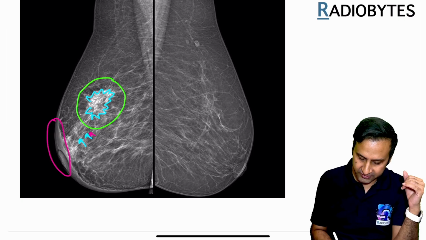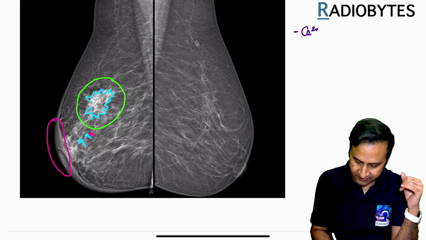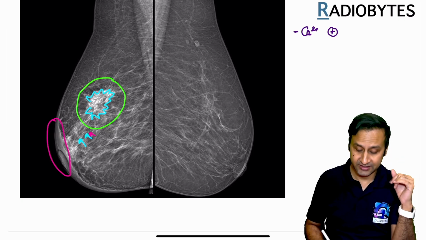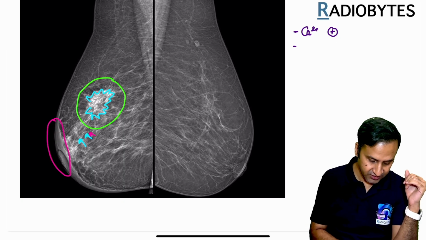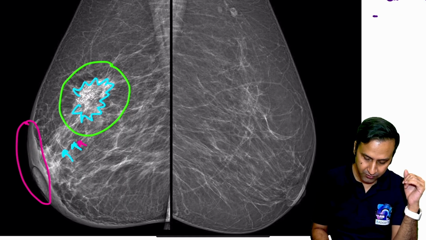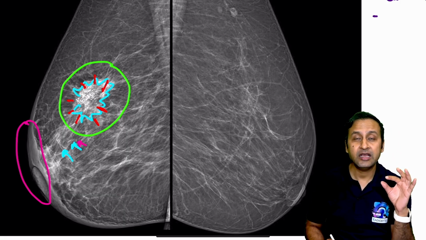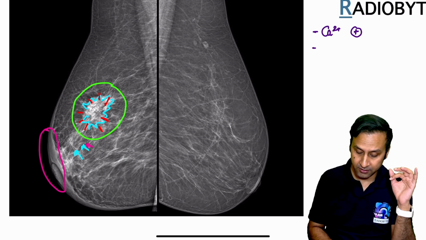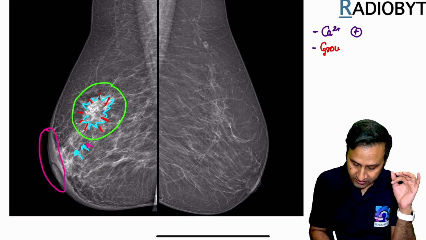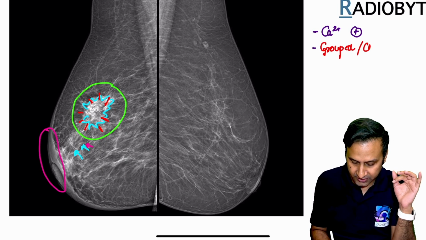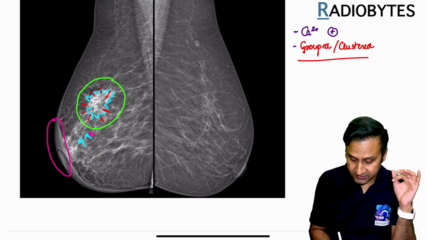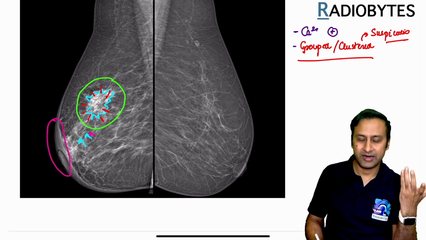So the first thing is, are calcifications present or not? Yes, calcifications are present. Then the second thing is their distribution. You see these calcifications are distributed over a very small area. Look at these calcifications. This is definitely a clustered or grouped pattern of distribution, where you see more than 5 calcifications located within a small area of 1 centimeter. Mind you, grouped and clustered is in itself a suspicious morphology. And in this case, because it is present underlying the mass lesion, it is more likely to be malignant.